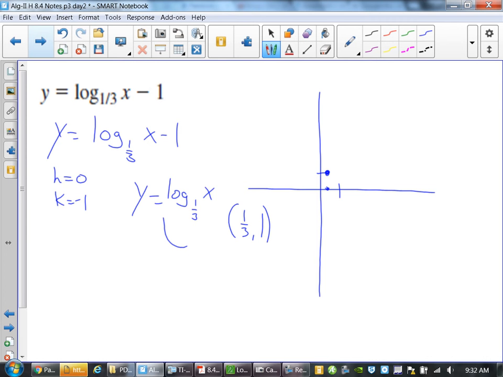I also know that if I pick 0, if I use log base 1/3 of 0, did I write that backwards? It's log base, yeah, of 0. Log base 1, sorry.